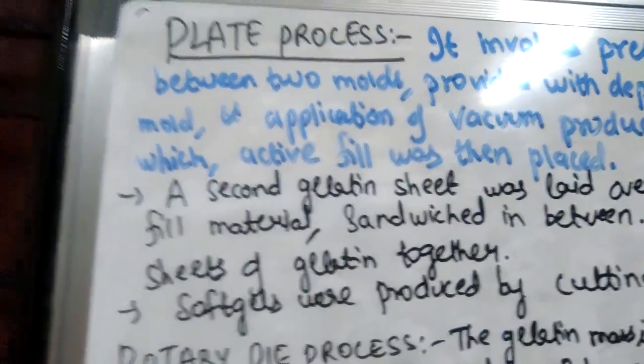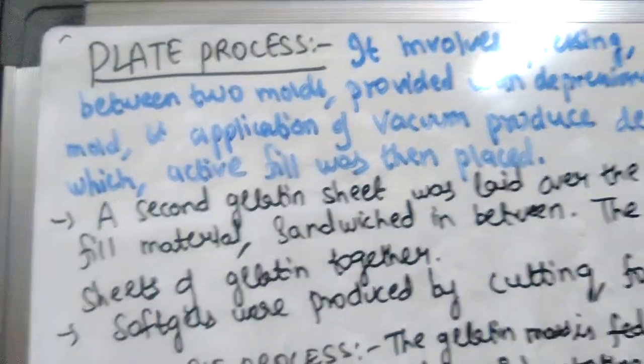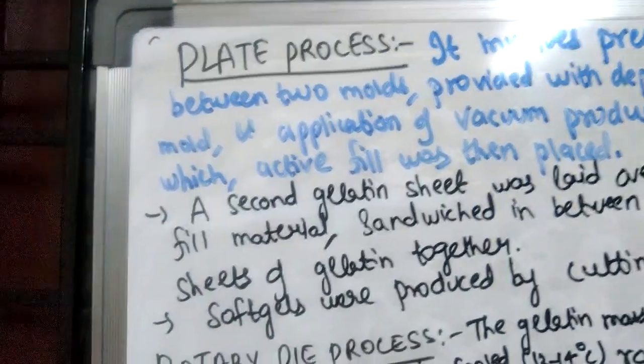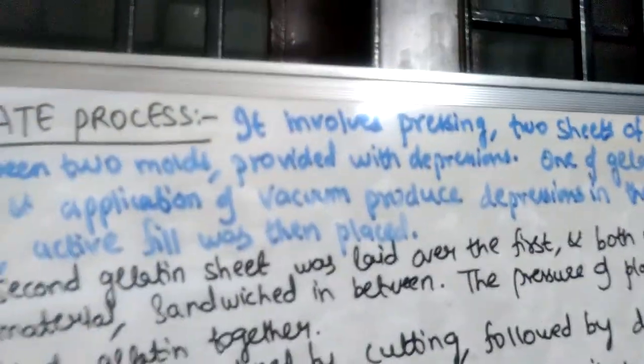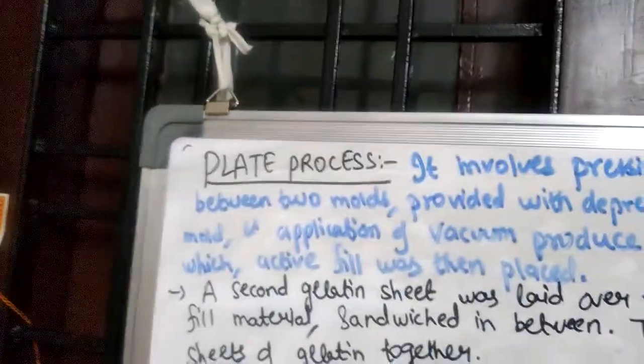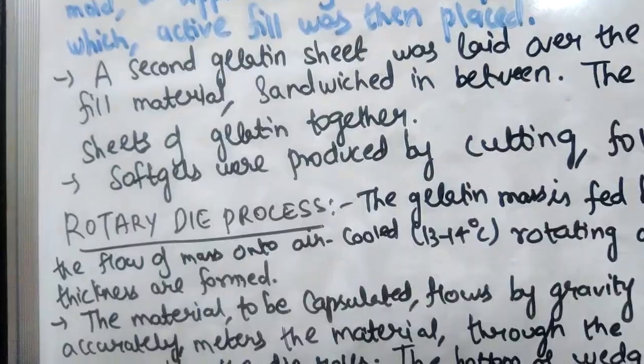As technology advanced, the individual iron molds gave way to multiple molding units. So these iron molds were replaced by multiple molding units, and now you have various equipment for manufacturing soft gelatin capsules. We will discuss the plate process for manufacturing soft gelatin capsules and the rotary die process.